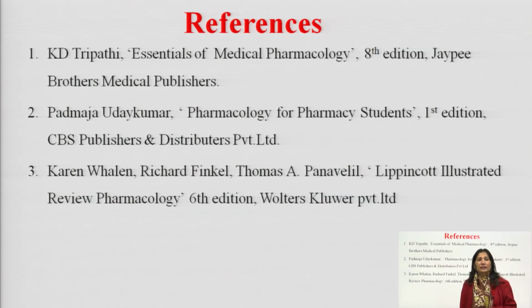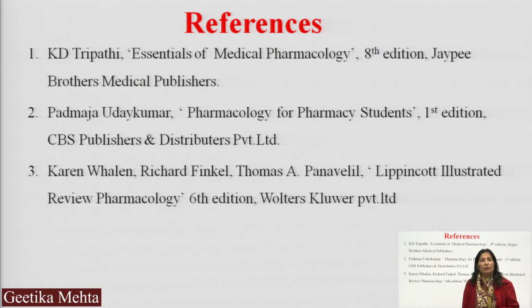So, these are the different types of hematinics, that is, the blood forming agents, in which the most important are iron, vitamin B12 and folic acid.